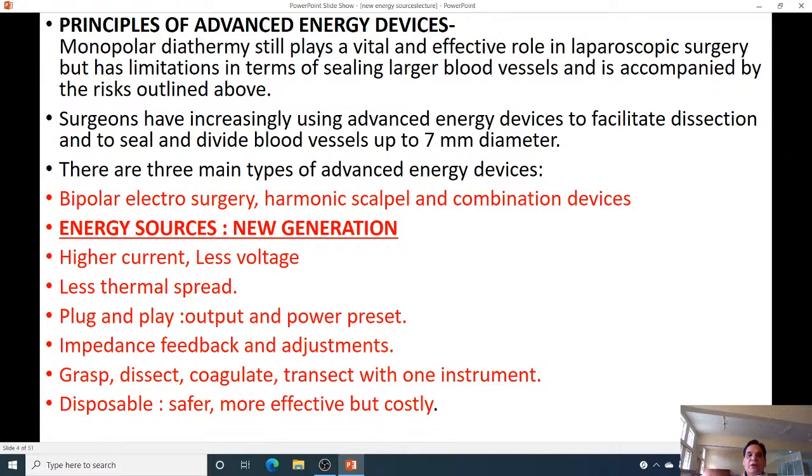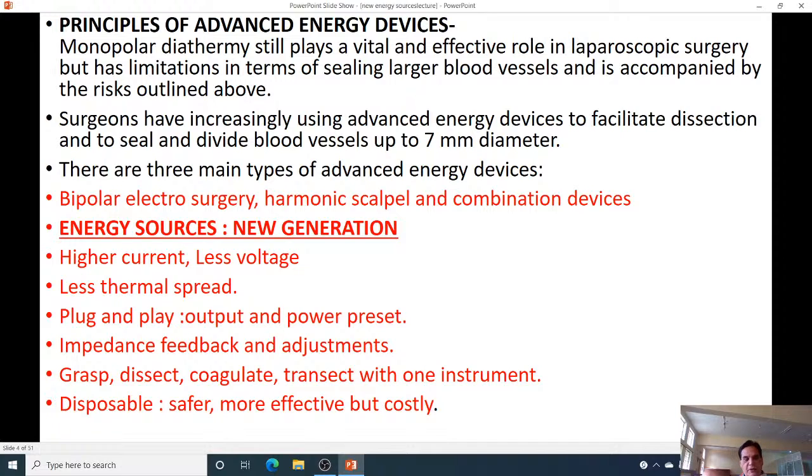So what are the principles? Monopolar diathermy still plays a major role even in laparoscopic surgery, but there are definite risks. Surgeons are already using advanced energy devices for dissection, to seal and divide and cauterize blood vessels up to 7 millimeter diameter. This is the highest diameter you can seal indirectly by an advanced energy system. If it is more than that, you have to go for ligation with whatever material, whether Vicryl or PDS. Up to 7 millimeters, the instruments are capable of making the dissection and sealing the division.